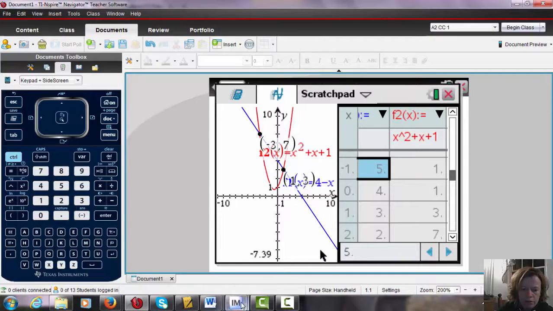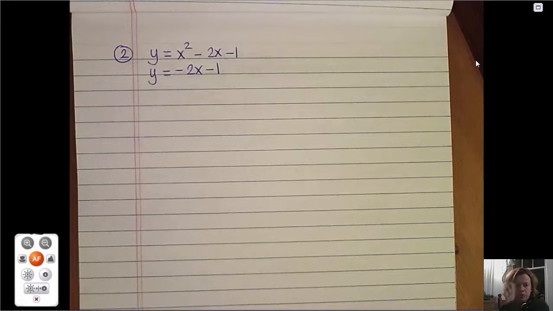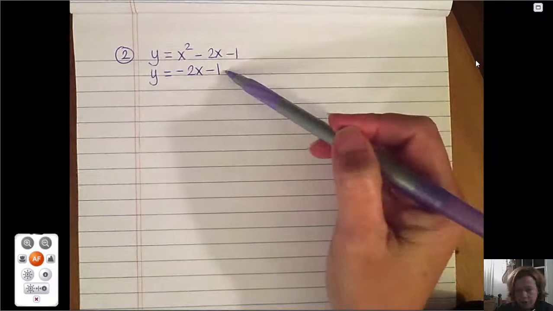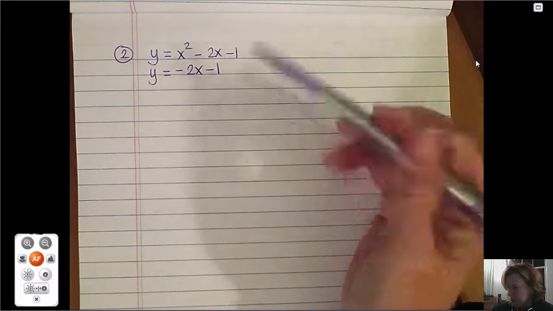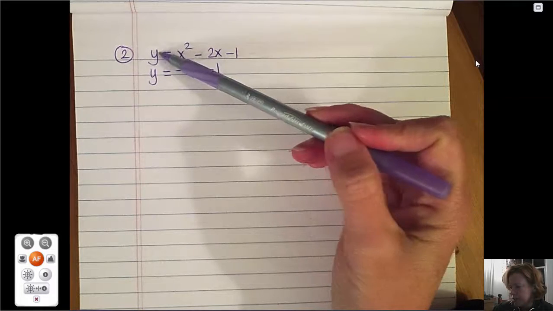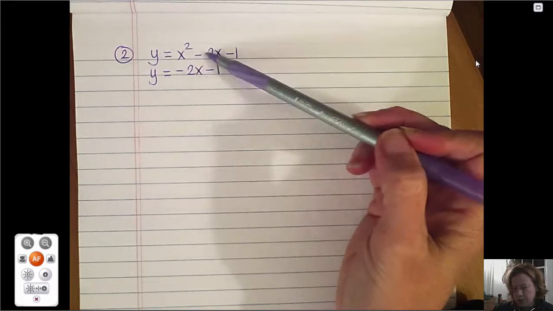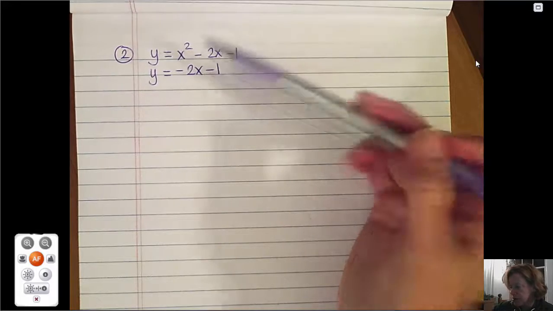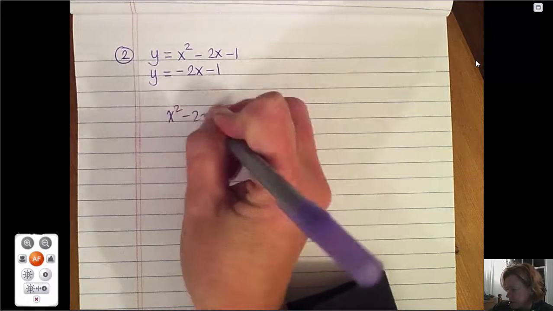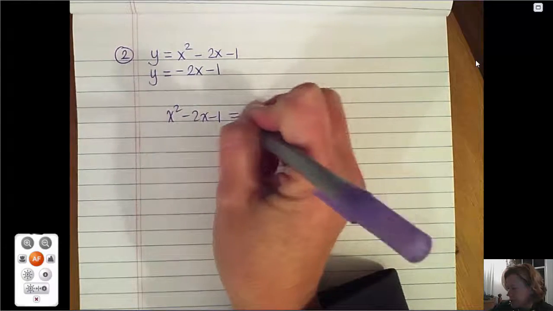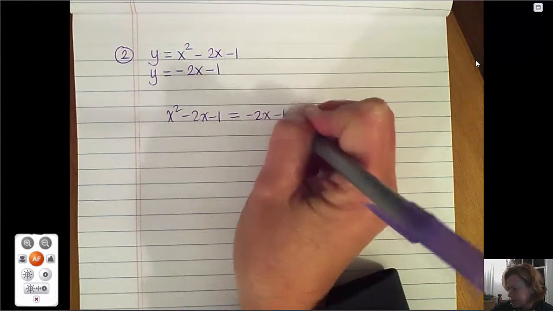Okay, let's do another. We're going to solve y equals x squared minus 2x minus 1 and y equals negative 2x minus 1. Okay, so again, I have a parabola and a line, and I'm looking for points of intersection. But we'll solve this algebraically. Well, because y is equal to two different expressions, those expressions must also be equal to each other. So that's what I'll do, is set them equal. So x squared minus 2x minus 1 must equal negative 2x minus 1.